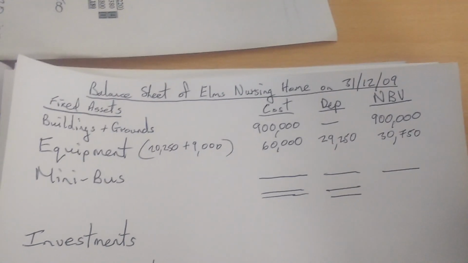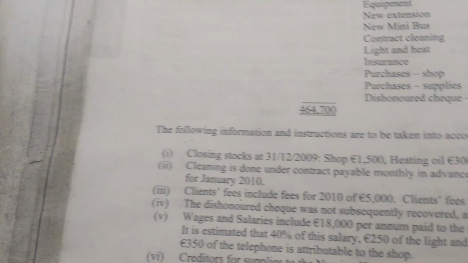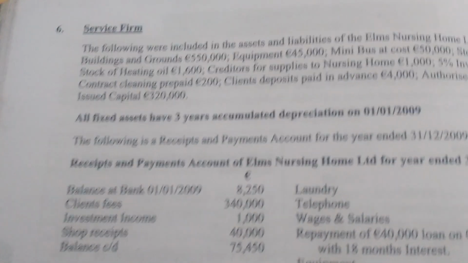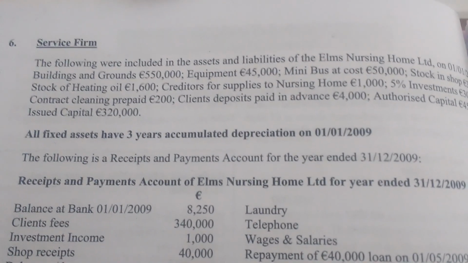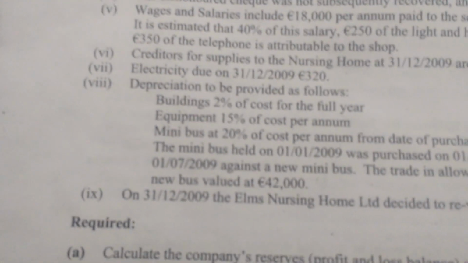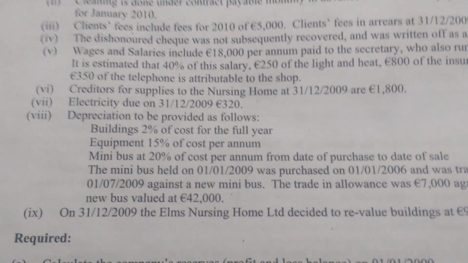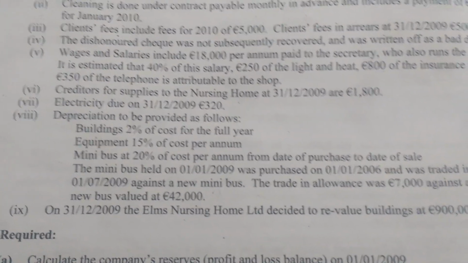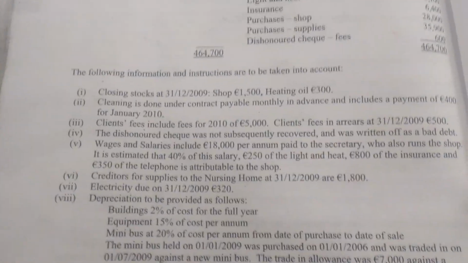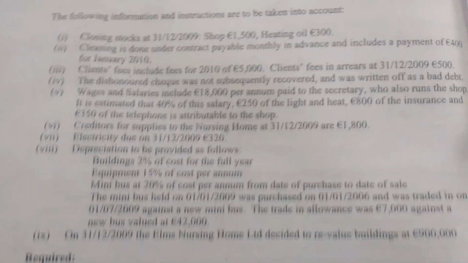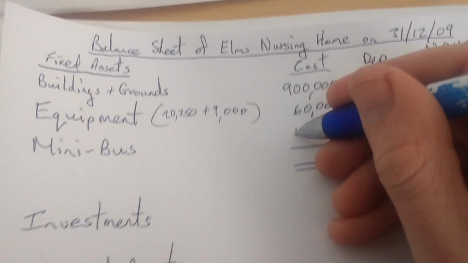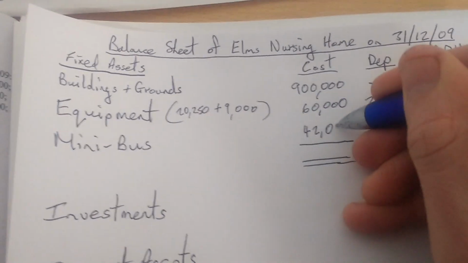Okay, so that's that. Minibus then, something happened with minibuses during the year. Well, at the start we only had one minibus and it cost 50,000, but we got rid of that during the year. We saw that in point 8 here, that the minibus was traded in for a new one, and the new minibus we got had a cost of 42,000. We see it here, 42,000. Okay, so that's got to be our cost in here, 42,000.